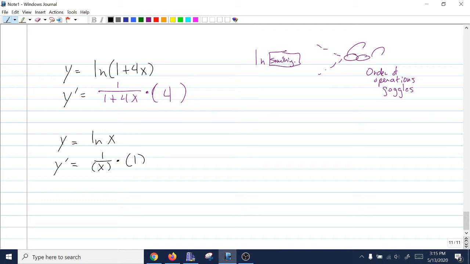This was the version of the thing we learned before the chain rule. The derivative of natural log x is 1 over x. The chain rule didn't lead us astray. We have 1 over x. We multiplied by an extra 1 that we didn't need to write there. But multiplying by 1 doesn't do anything, so that's fine.